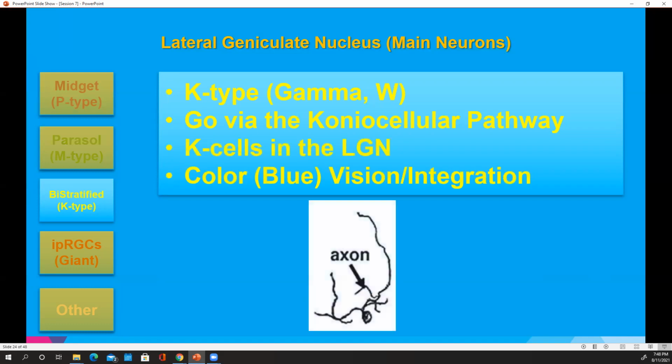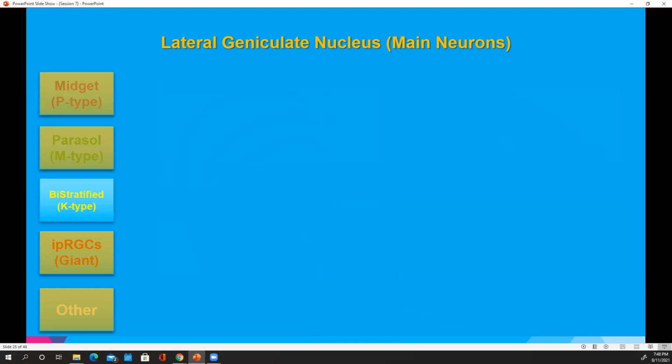Okay. And I drew this as a bistratified cell, where here's the axon. So these are the dendrites. Okay, this is a bad image, but I'm trying to give you a representative image. So that's a K-type bistratified ganglion cell.